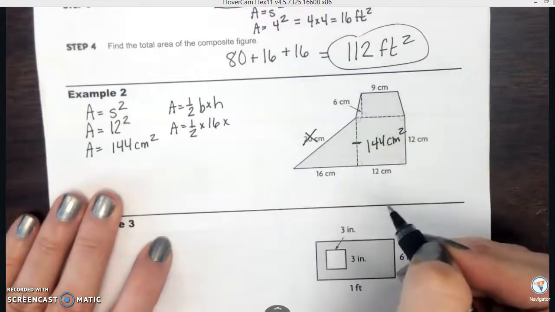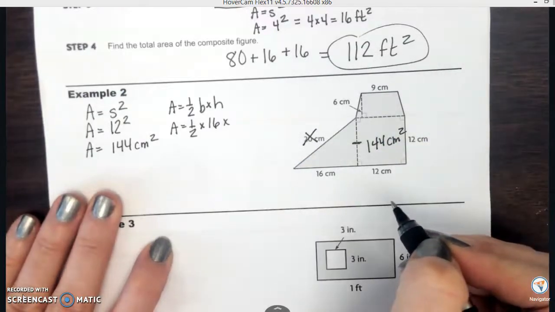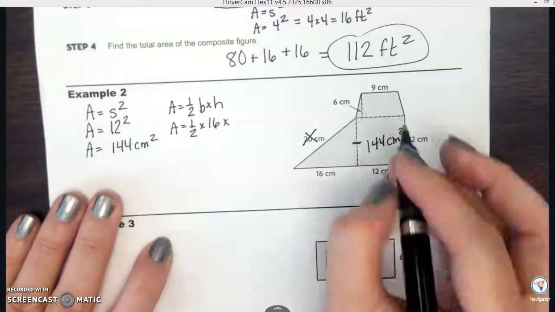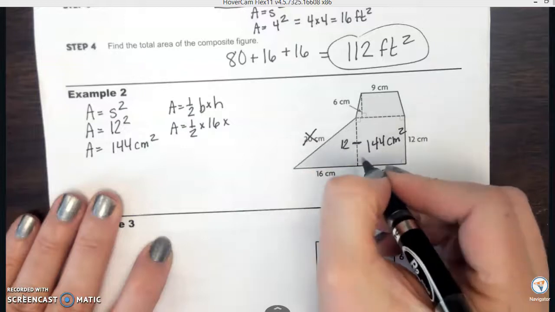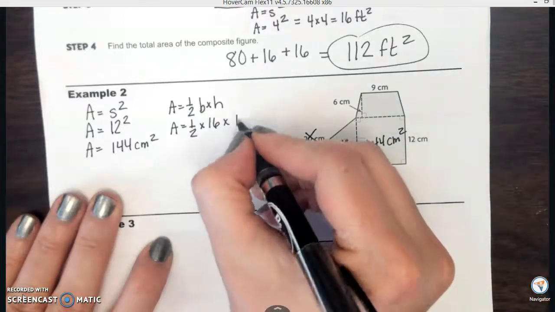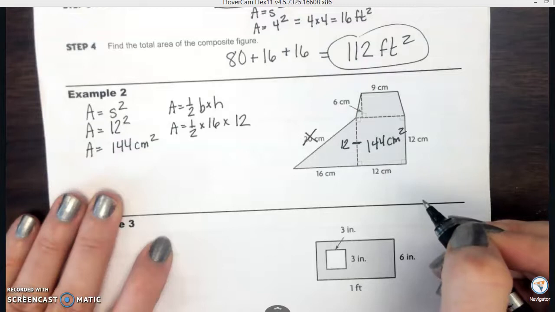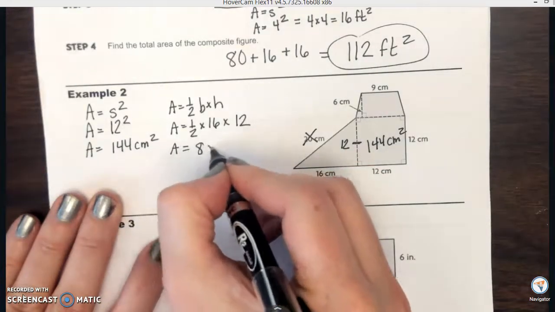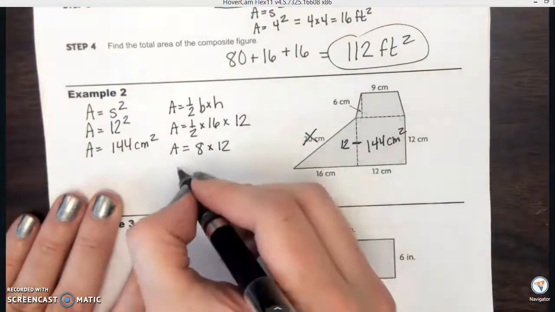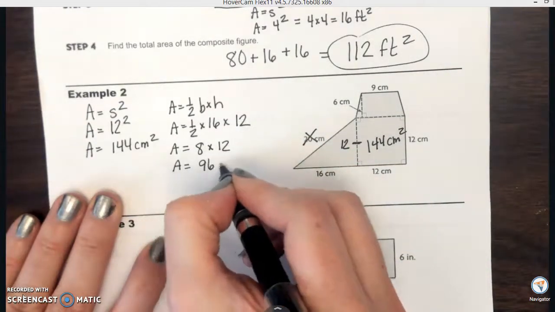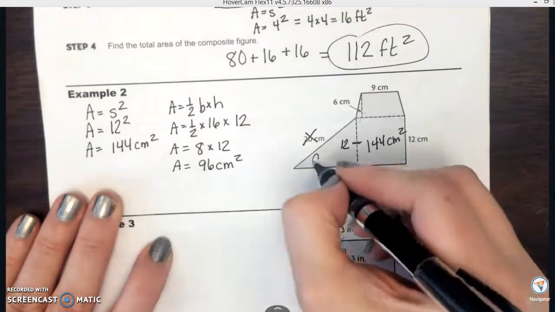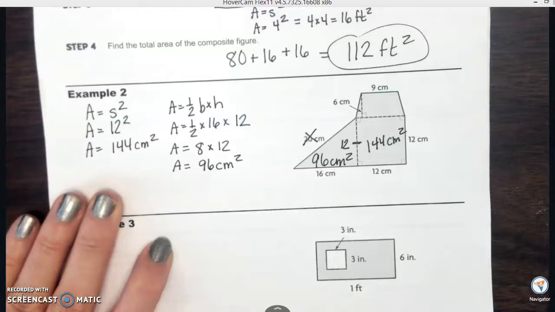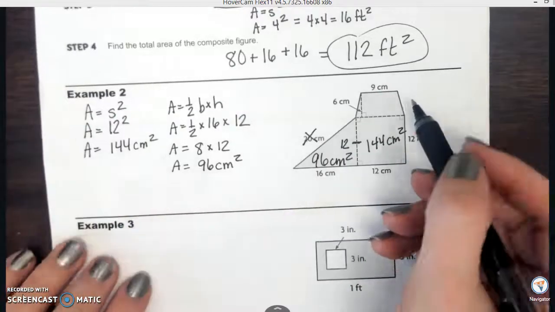What would this side be? Well, if we look across, this was a square, all four sides would be 12. So right here, our height would be 12. So we're going to say half of 16 is 8. Then we're going to say 8 times 12 to get 96 centimeters squared for my triangle. My last shape is the trapezoid.